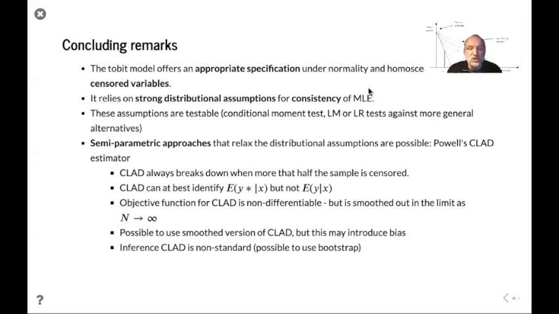The objective function for CLAD is non-differentiable, but smooths out in the limit as n goes to infinity. It's possible to smooth it out even more by adding a little bit of logit smoothing, which makes the model more well behaved and easier to minimize the objective function. Although it may introduce a little bit of bias, so be careful how much smoothing you add.